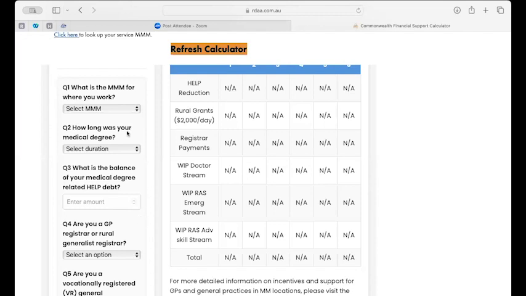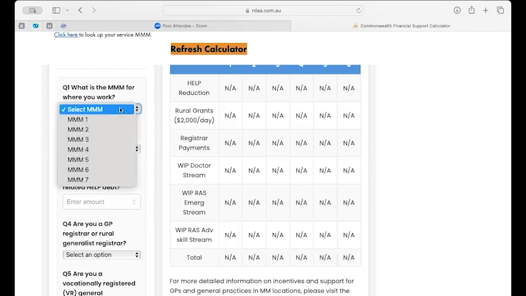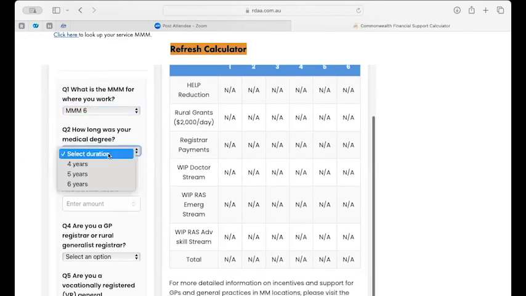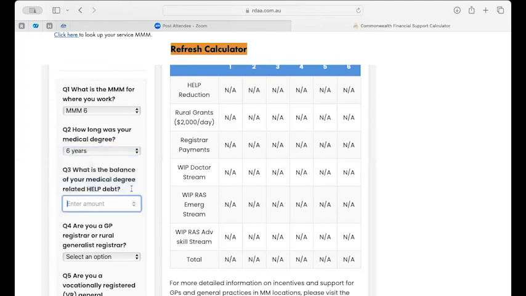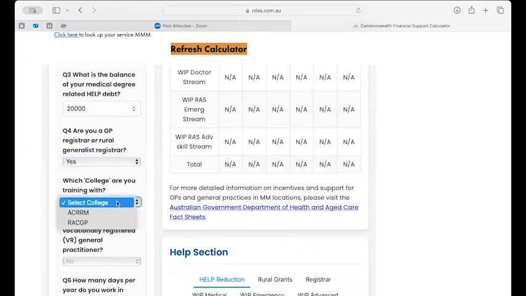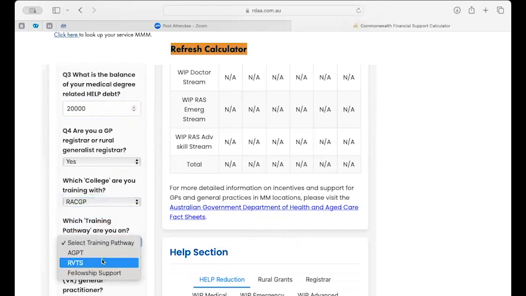So I'll run you through a quick scenario. Let's imagine you're a new or a pre-vocational doctor looking to work in general practice in modified Monash 6. You trained at JCU, so 6 years postgrad. We'll say you've got a $20,000 HELP debt. You're looking at going into general practice training or rural generalist training. So we'll pick rural generalist training on the AGPT, the Australian General Practice Training Program. We'll pick RACGP, we'll pick AGPT.